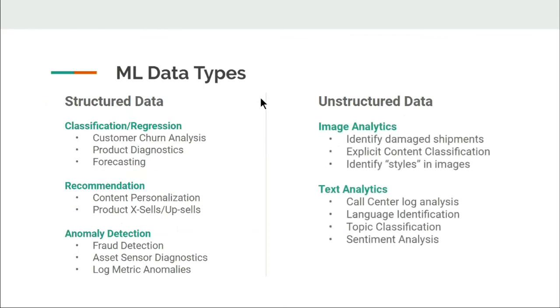On the unstructured side, image identification has object or information extraction, identifying different styles, or classification, putting images into different categories. And the last one is text-based, right? We can talk about call center log analysis, language identification. So there are a lot of use cases for different types of data.